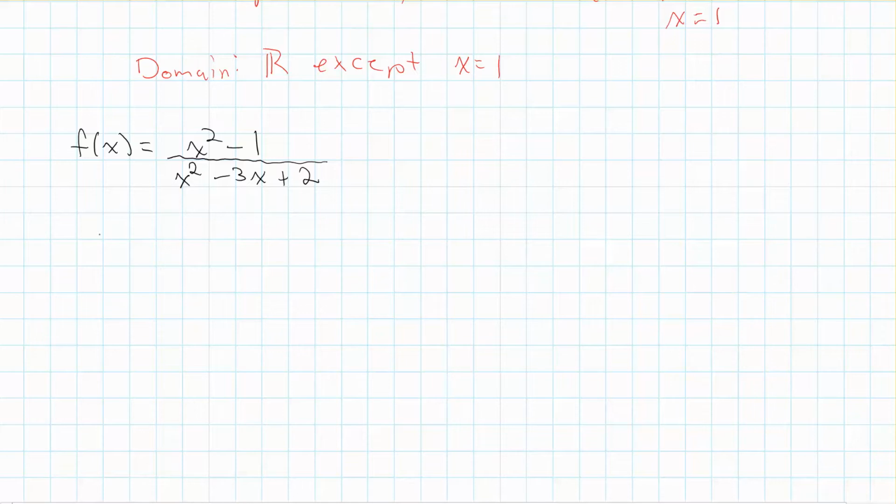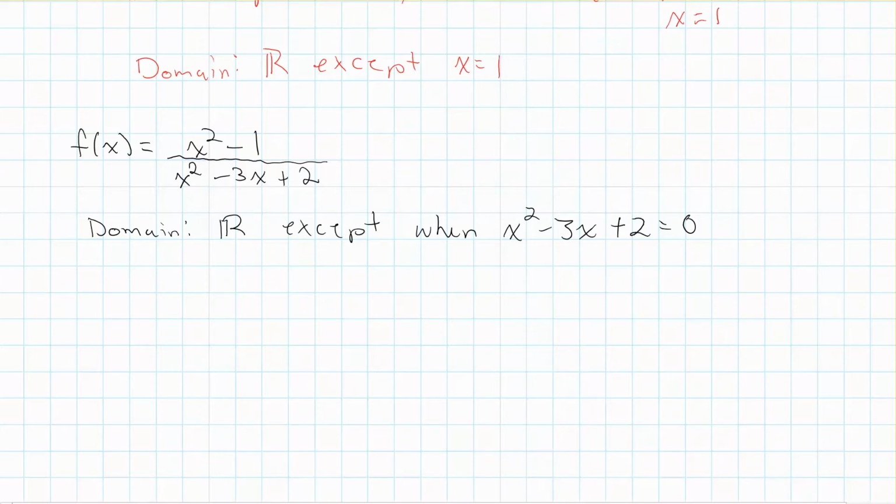So the domain here, again, would be all R except when x squared minus 3x plus 2 equals 0. And of course, x squared minus 3x plus 2 factors to x minus 2 times x minus 1, which is equal to 0. So we get that the domain is x equals 2 and, I'm sorry, not x equals 2.